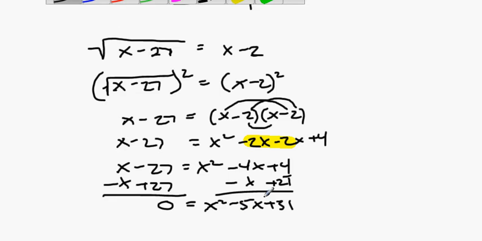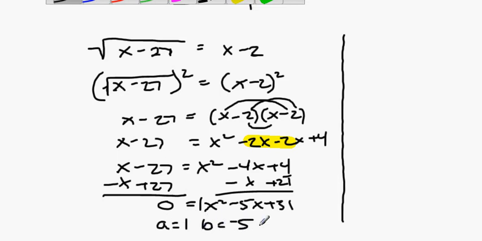So at this point, if this was factorable, then you could use factors. If it's not factorable, then at this point I would identify my a, b, and c. So my a is equal to 1, my b is equal to negative 5, my c is equal to 31.